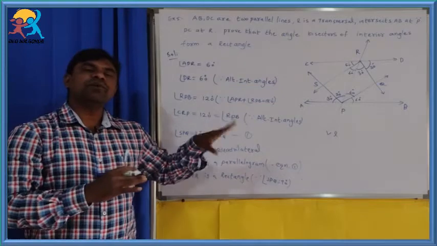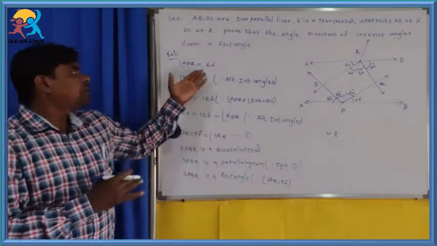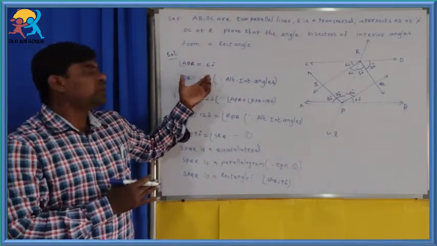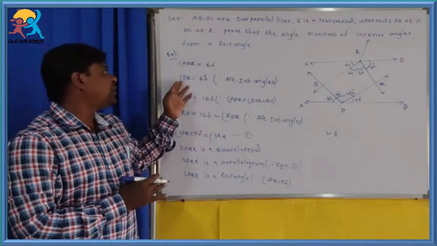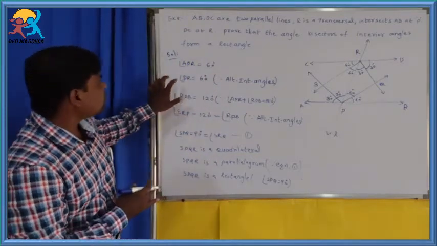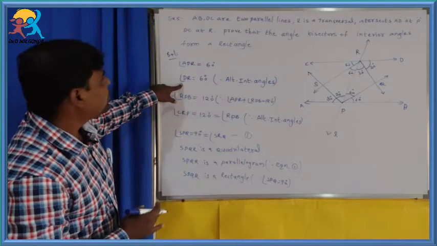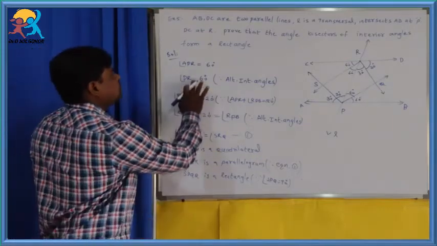In the textbook we have one more method, where the angles we do not know, we only have to write angle APR, angle DRQ, like that.